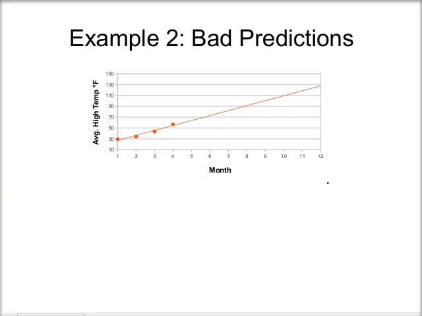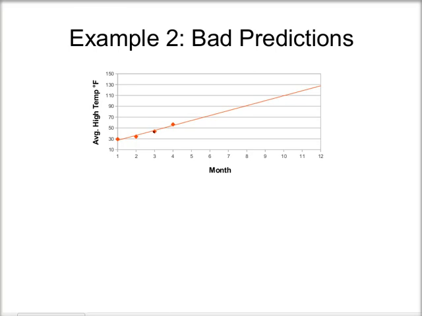Here's another example. Here I've got the months of the year, so 1 corresponds to January and 2 is February and so forth. And I've got the average high temperature in degrees Fahrenheit for a town. So this is actually for Hanover, New Hampshire, so it's pretty cold. And the average high temperature in January is around 30 degrees. February goes up a little bit, still in the 30s.